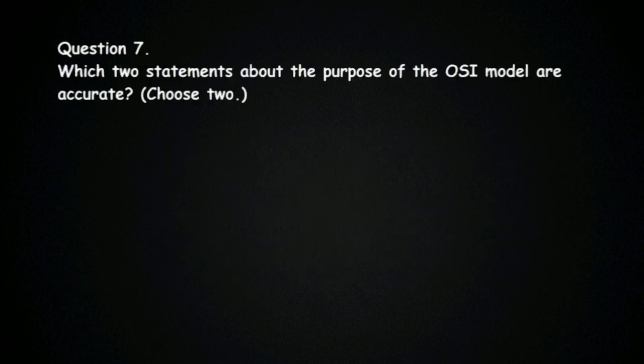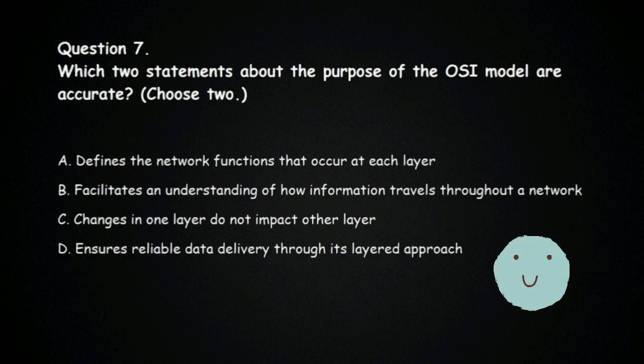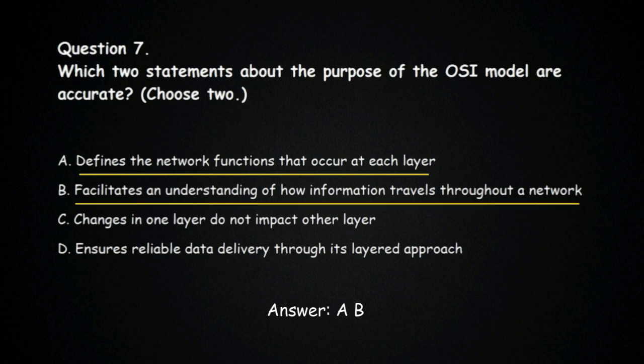Question 7. Which two statements about the purpose of the OSI model are accurate? Choose 2. Options. Correct answer is A and B. A. It defines the network functions that occur at each layer. B. Facilitates an understanding of how information travels throughout a network.